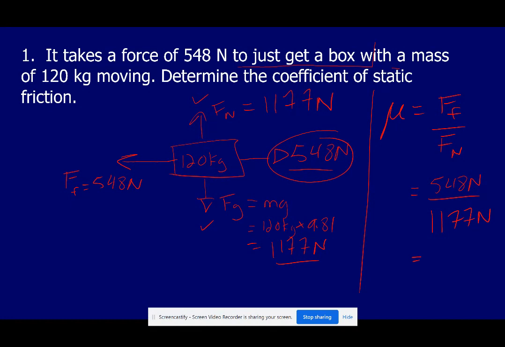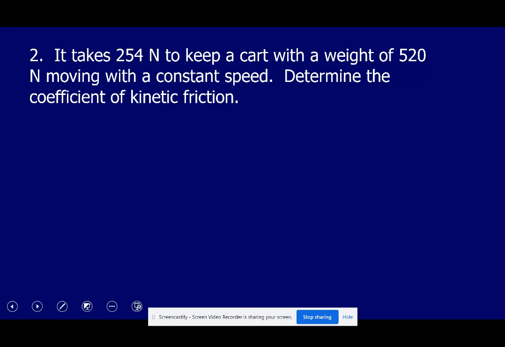Notice again the newtons cancel out. There's no units on our mu, and I go 548 divided by 1177, and I get 0.47 for the coefficient of friction. That is how you tackle a problem like this.